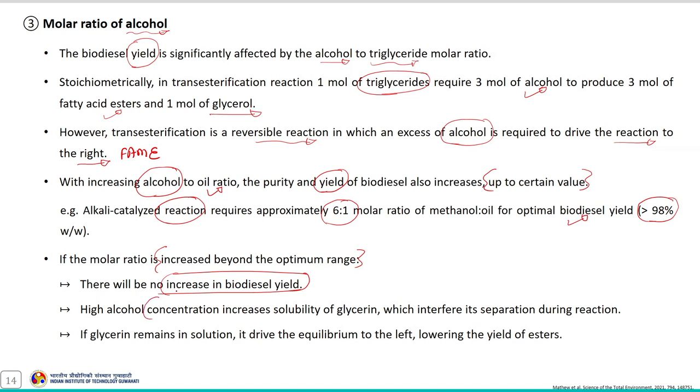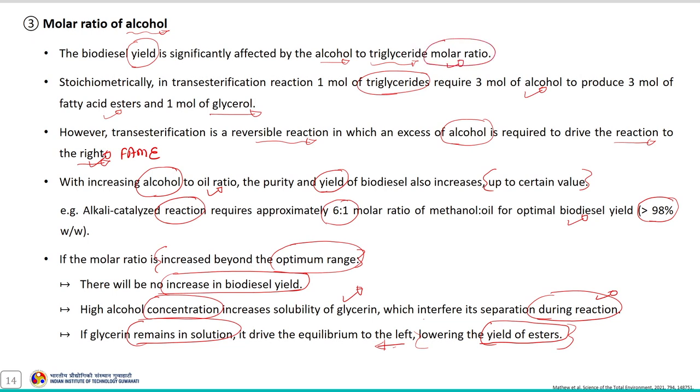However, this high alcohol concentration may increase the solubility of the glycerin, which interferes with its separation during the reaction. Because, as we know, glycerin is soluble in alcohol. So with increasing concentration of alcohol, it increases the solubility of the glycerin, and then it interferes with its separation during the reaction. Moreover, if the glycerin remains in the solution, it drives this equilibrium to the left and lowers the yield of ester. So rather than driving this equilibrium towards the right, this excess alcohol concentration, because of the increasing solubility of the glycerin, will drive this equilibrium towards the left, and it eventually results in lowering the yield of the esters. For that reason, the optimum range of alcohol to triglyceride molar ratio needs to be maintained in the transesterification process.